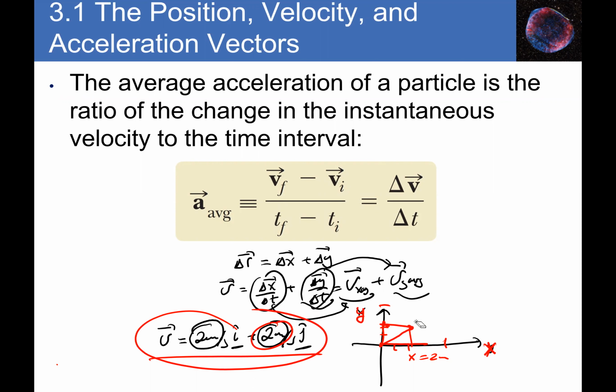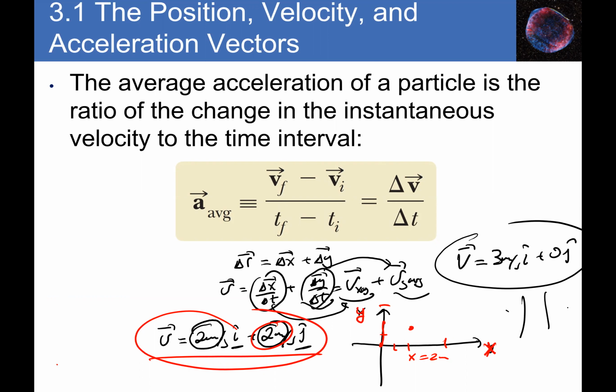But what if, for example, you have something like this? Let's say we have velocity equals 3 meters per second I hat plus 0 j hat. So what does it mean? Well, it means that this is a one-dimensional velocity vector.